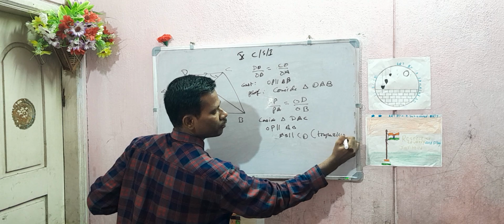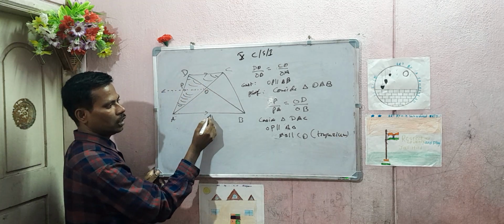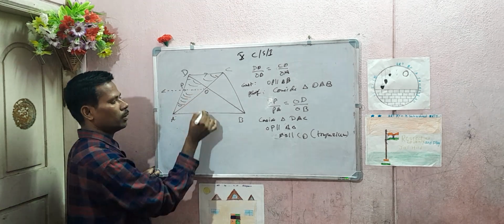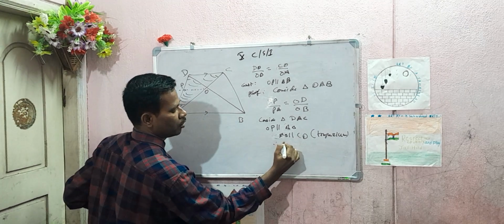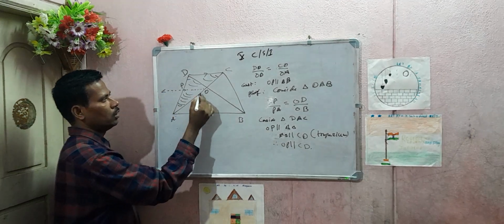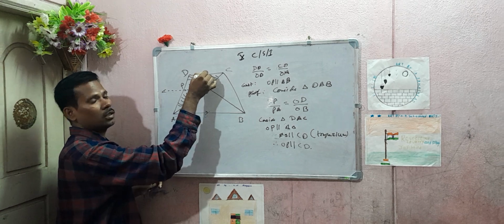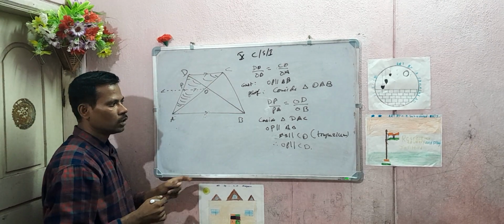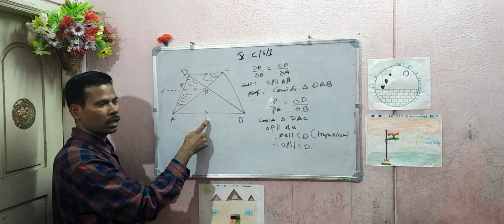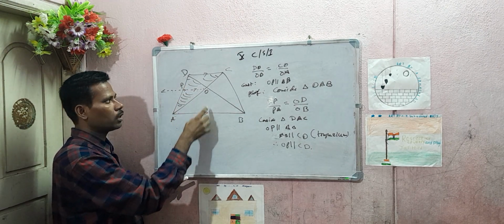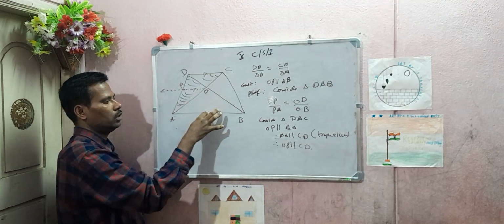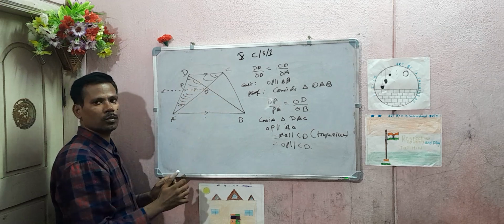Trapezium. Then AB is parallel to CD means what? Then this is parallel to this one. Therefore, OP is parallel to CD. This is parallel to this one, but this is parallel to this one. That means this is parallel to this one. In the trapezium property, one pair of opposite sides are parallel. That means this line is parallel to this one.